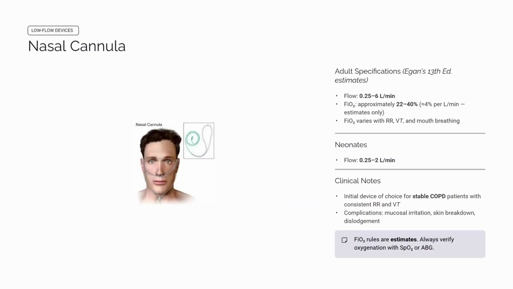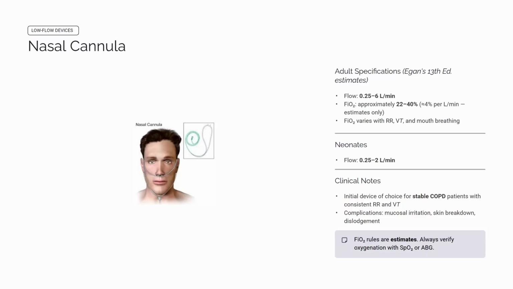Let's put this into practice with the first device, the nasal cannula. This is your low flow, variable performance device. For adults, flow runs about a quarter liter to 6 liters per minute, and FiO2 lands around 22 to 40%. And you hear the rule of thumb we use in lab that every extra liter per minute adds about 4% FiO2. That's a useful estimate because it's quick for bedside math, but that's all it is.